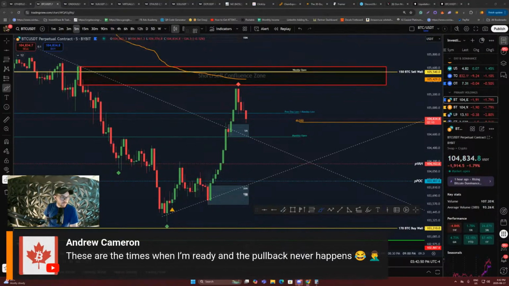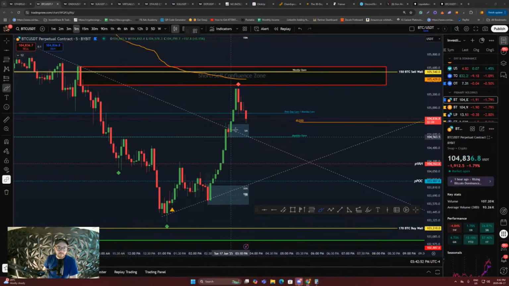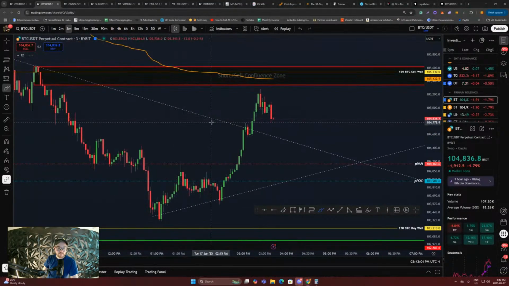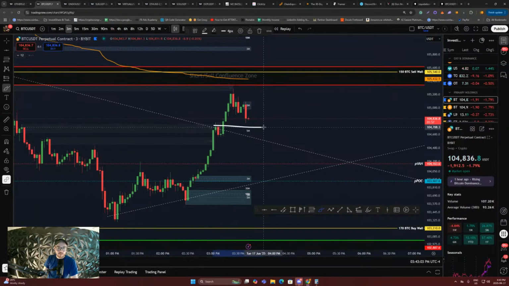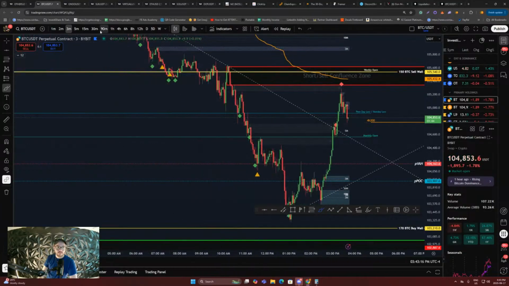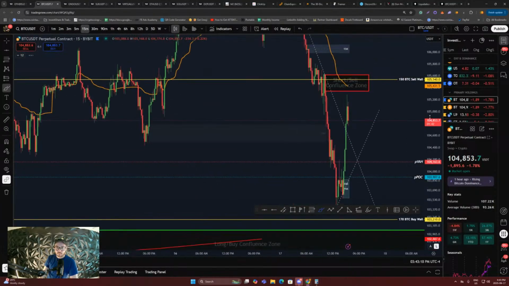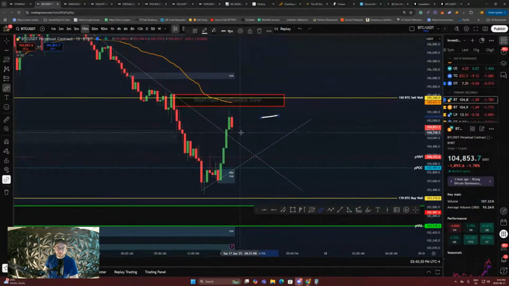Andrew's saying these are the times where I'm ready for the pullback and it never happens. Yeah, we're getting the pullback, but we're never getting the higher high now. We have this little micro demand zone on the 3-minute, 5-minute order block. We could bounce off that, get the higher high, hit a heads up VWAP, then get the lower low, take the short, come back down. It'd be a short-term scalp, nothing crazy.